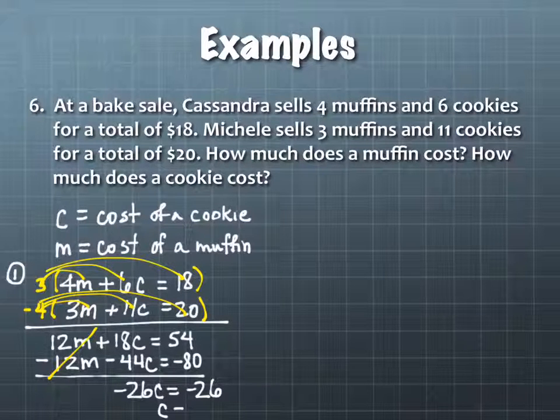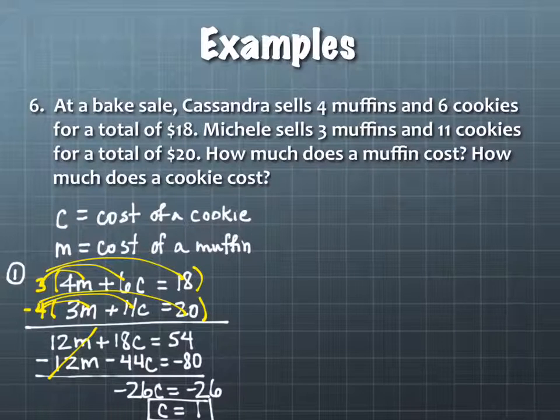What's c going to equal? 1. 1 what? Yeah, it's $1. The cookie is $1. It's not the number of cookies, though. It's the number of dollars for the cookie. Right? $1 for the cookie.